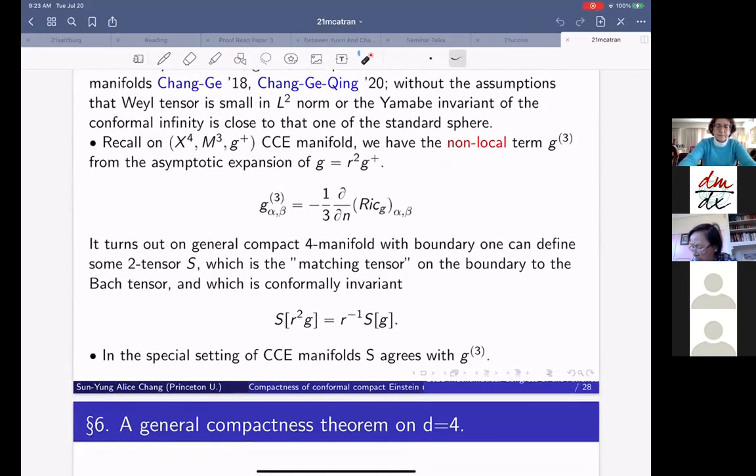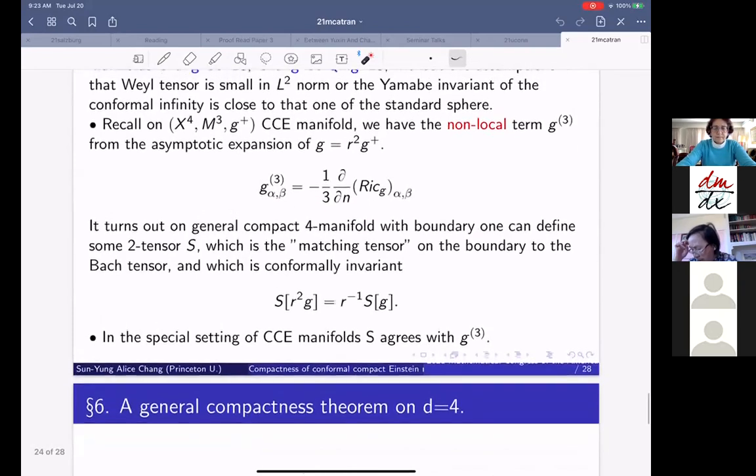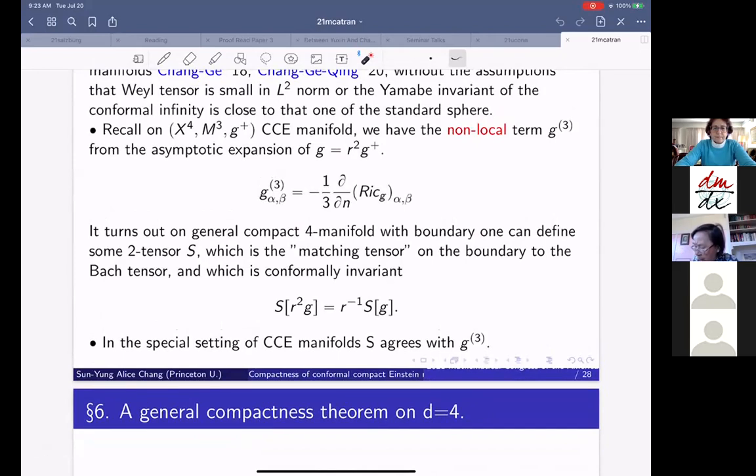Recall that the Neumann data in this four dimensional setting is the Neumann derivative of the Ricci curvature. It turns out that on any compact four manifold with boundary, there is an invariant. This invariant is a third order invariant, the matching tensor with respect to the Paneitz tensor. The Paneitz tensor is on the interior, the S tensor is on the boundary, and this is a pointwise conformal invariant. So this is for all general four manifolds.